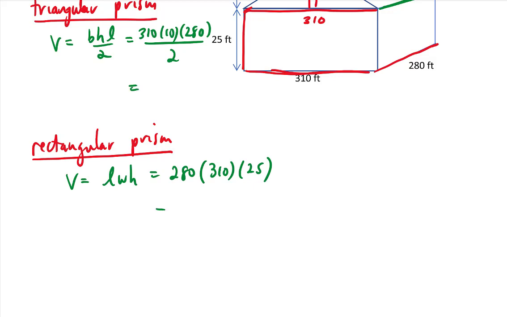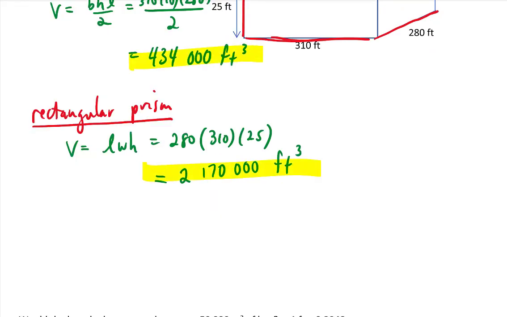So let's figure out our two volumes. So for the top portion, we end up with 434,000 feet cube or cubic feet. And for the bottom portion, we end up with 2,170,000 cubic feet. So we're going to add these two up, and we get a total volume equal to 2,604,000 cubic feet, or feet cubed.